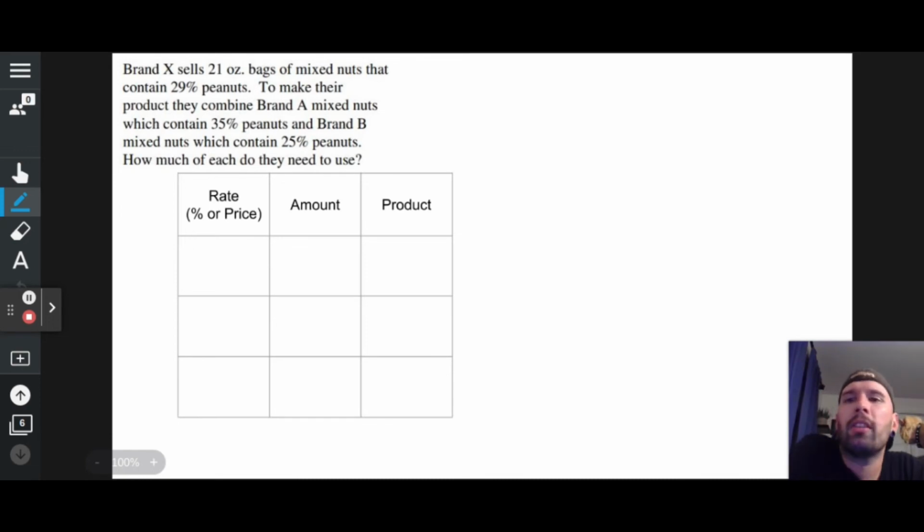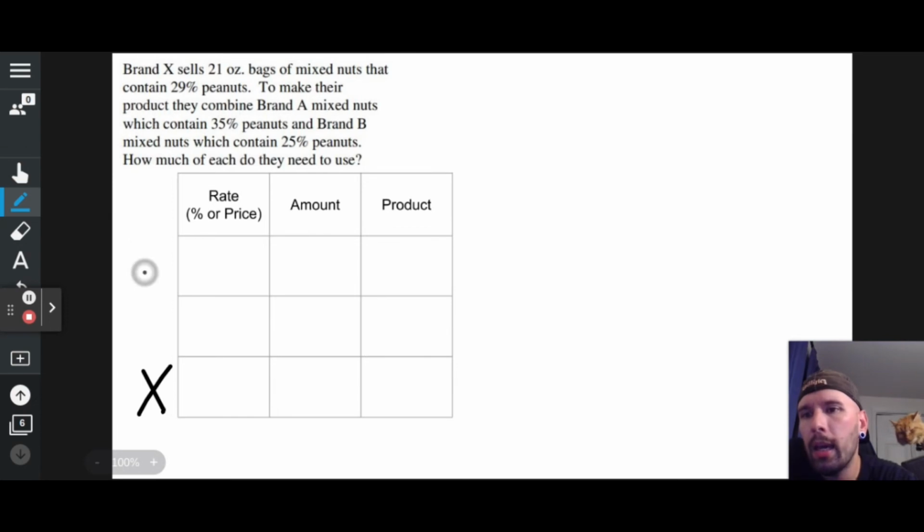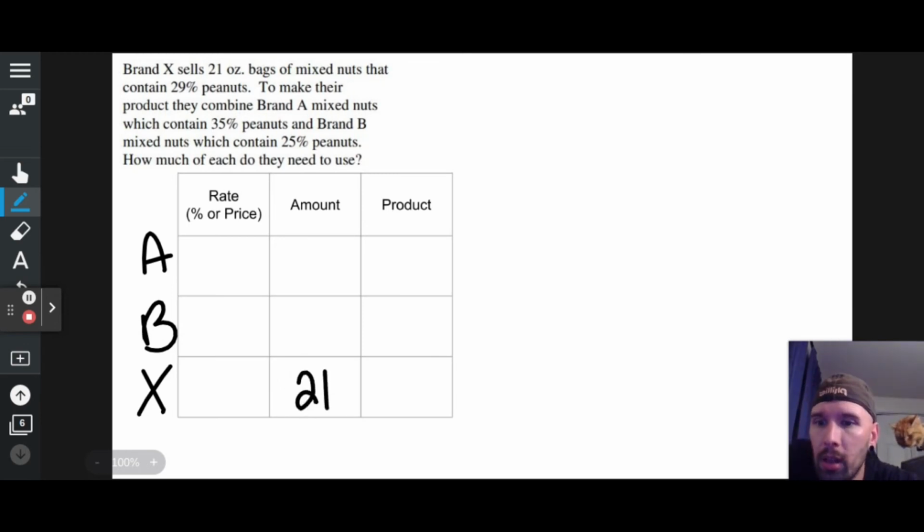All right. Brand X sells 21-ounce bags of mixed nuts that contain 29% peanuts. Hey, mixed nuts. That's the name of a SpongeBob episode. To make their product, they combine brand A and brand B. So X is what I want. A is here. B is there. X sells 21-ounce bags that is 29% peanuts. I put 0.29 instead of the percent because why not?